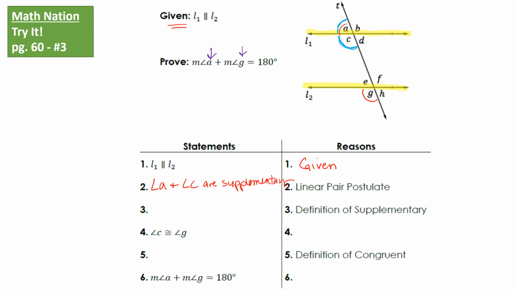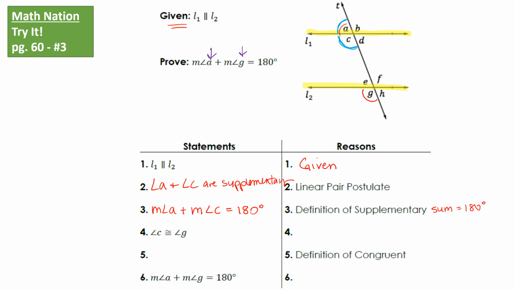Okay. Statement number 3 is blank, but they tell us the reason is definition of supplementary angles. So we know the definition of supplementary is that the sum equals 180 degrees, right? So if the two angles A and C are supplementary, then that means I can talk about their measures. I can say the measure of angle A plus the measure of angle C equal 180 degrees. Okay, so that fulfills statement number 3. Now they move on to statement number 4.